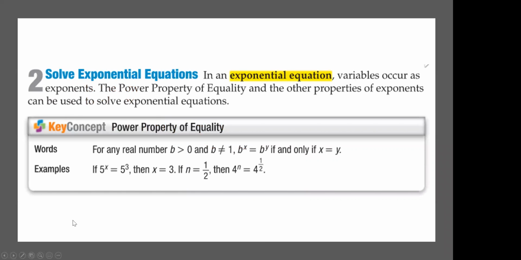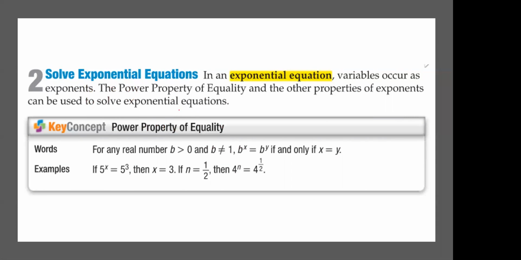All right, next section talks about solving exponential equations. So in an exponential equation, variables occur as exponents. That means you're going to have variables as part of the exponent. It's not just going to be like a 2 or a 7 or something like that. So the power property of equality and the other properties of exponents can be used to solve exponential equations.